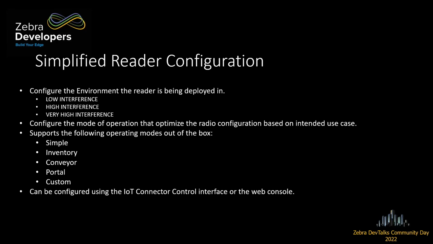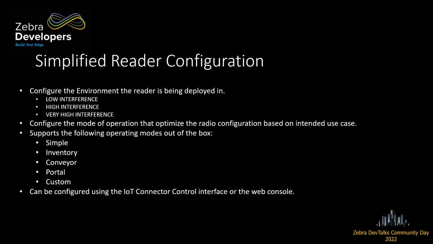All right. Now, in terms of the operating modes or reader configuration, IoT Connector simplifies how you configure the reader operating modes quite a bit. One thing that we introduced in the latest release is also the ability to configure the deployment environment. There are three different environments possible. There is a low interference environment, there's a high interference environment, and there's a very high interference environment.